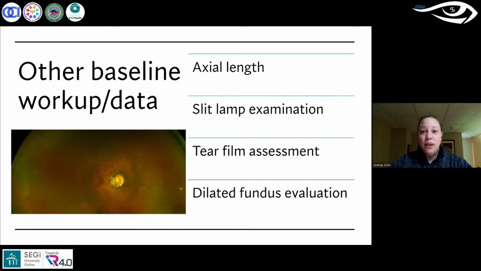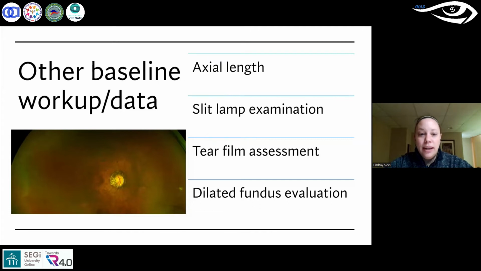Other things that might be helpful, axial length. Obviously, if we're assessing myopia progression, we want to get a baseline axial length, although that doesn't necessarily help us fit the lens. It might be part of our initial workup. A slit lamp exam is very helpful to make sure that we don't have any underlying blepharokeratoconjunctivitis or dry eye disease. We want a good tear film, lid closure, and things like that. And then assessing the tear film again, so that we have a good baseline tear film for that lens to rest on.